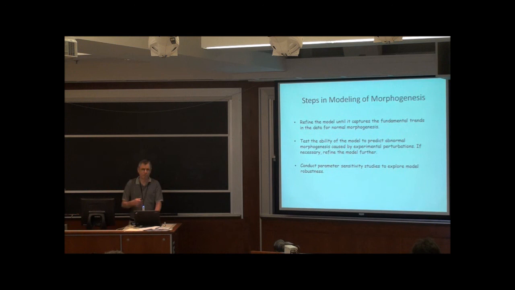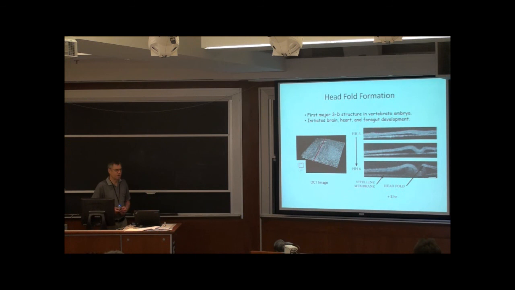Okay, so I'm going to use a simple example to illustrate this, and I'm going to go through the steps. This is a problem that we studied over a period of a few years, and I just want to show you some of the steps that you might go through to develop a model. So this is the problem of head fold formation, which is really the first three-dimensional structure to form in the vertebrate embryo. And it initiates brain development, heart development, and foregut development all at the same time.